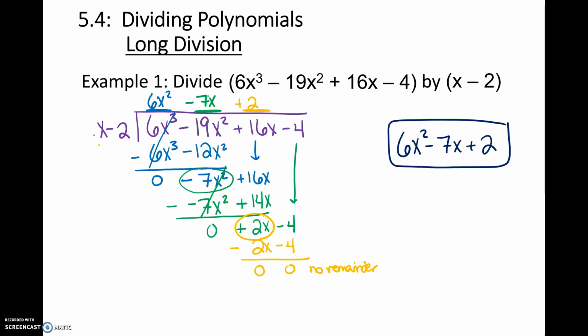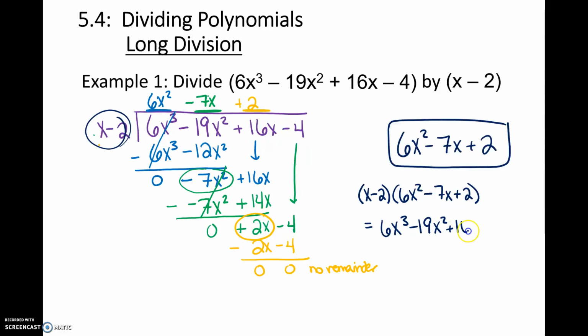Now, what does this mean? This means if I did x minus 2, that's what we divided by originally, and multiplied that times 6x squared minus 7x plus 2, it would equal 6x to the third minus 19x squared plus 16x minus 4. So that shows you how all of those things are now connected.